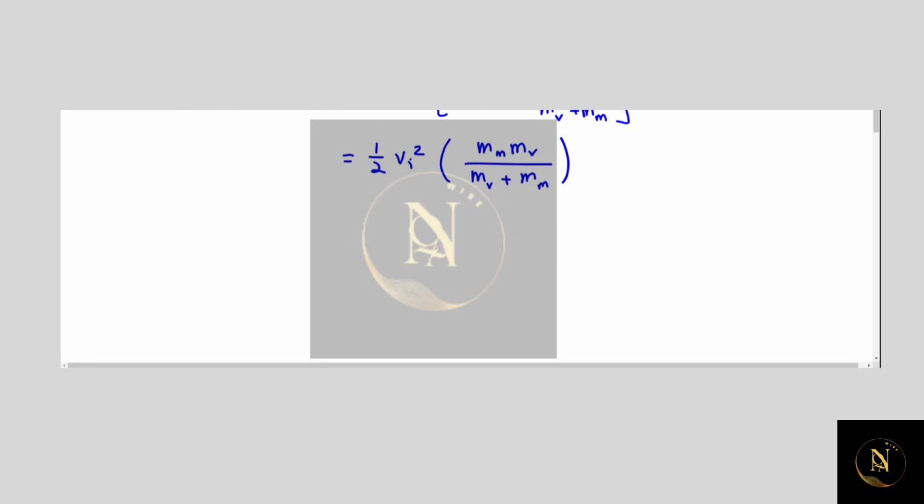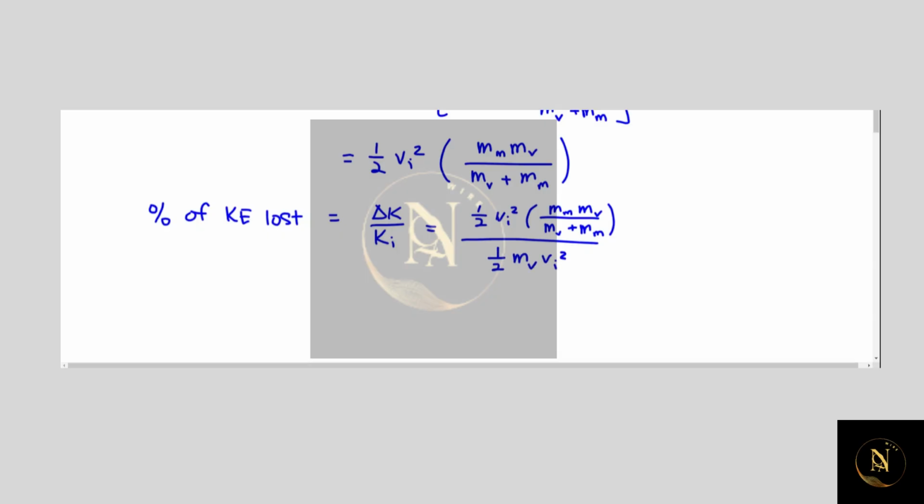The percentage of KE lost is equal to delta K divided by K_i. Delta K is half v_i squared times m_m m_v divided by m_v plus m_m, divided by half m_v v_i squared. So the half cancels, the v_i squared cancels, the m_v cancels, and you have m_m divided by m_v plus m_m.